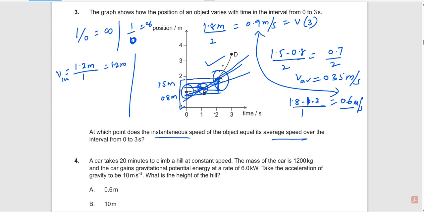So if you do not understand this problem, just drop in your comments. Maybe I can take up a fresh page and then do the same thing once again for you.